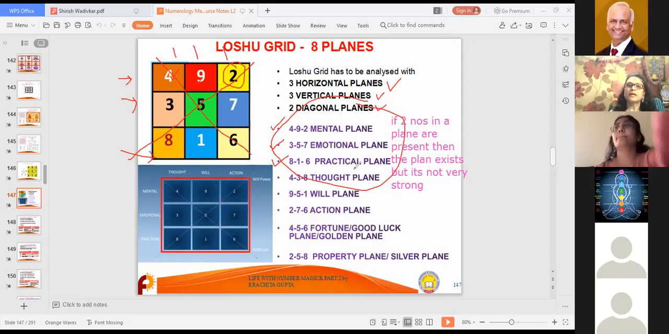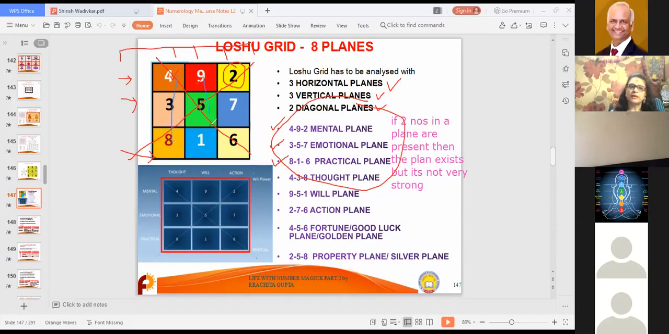Now mental plane, somebody who has 492 in their mental plane. What is the mental plane? Mental plane is the mansik shakti. Now everybody has noted these names. These three horizontal ones are called mental, emotional, practical. Then we come to the three vertical ones, 438. Now here I'm going to use a different color.